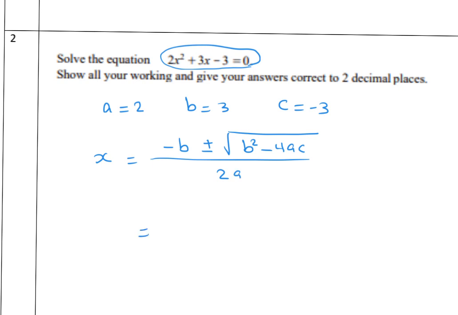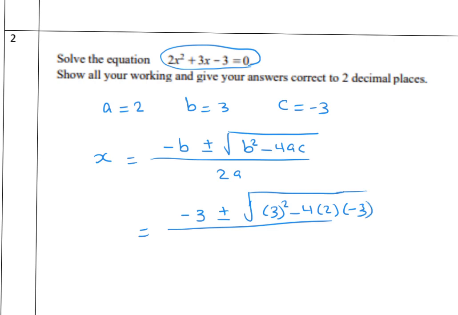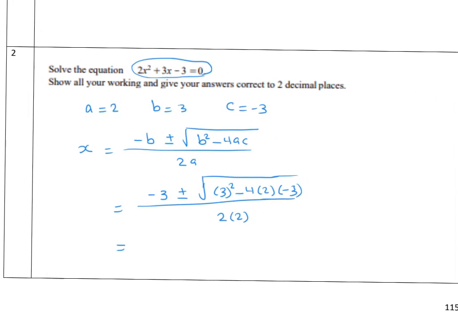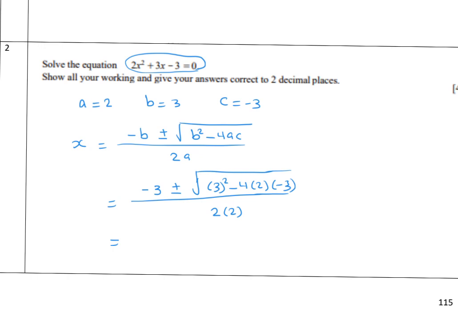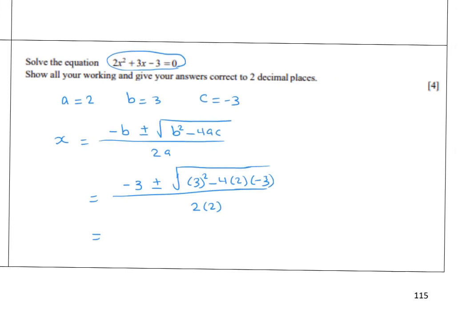Now substitute. Negative b, so negative 3 plus or minus the square root of b in brackets, so 3 squared, minus 4 multiplied by 2 and negative 3, over 2 multiplied by 2. Now you don't need to calculate this by hand with your calculator. Just use mode 5 3 also to find the answer in one step. A is 2, so 2 equals. B equals 3, so 3 equals. C equals negative 3, so negative 3 equals. Then press equals and write the answer to 2 decimal places.